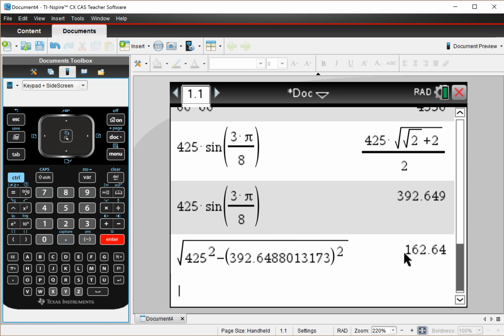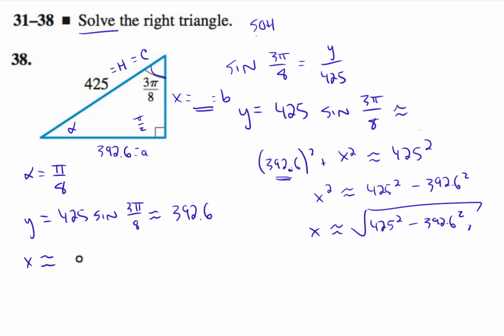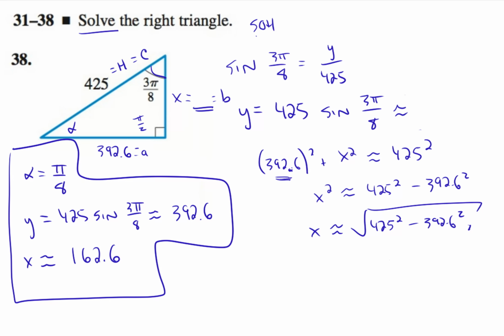162.6. There's no units on this, so there doesn't need to be any units on this. Looks about right. I don't know if this triangle is drawn to scale, but this side does look shorter than this side. It just seems sensible. Obviously, if this was bigger than this one, I'd probably question my answer, but that's it.